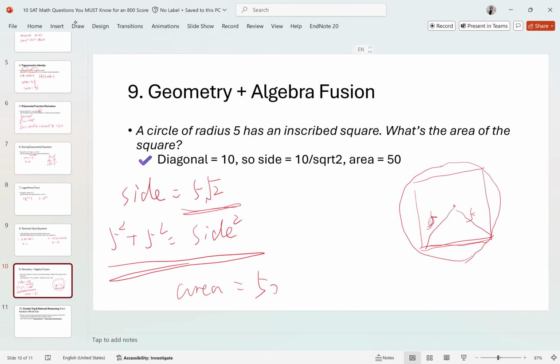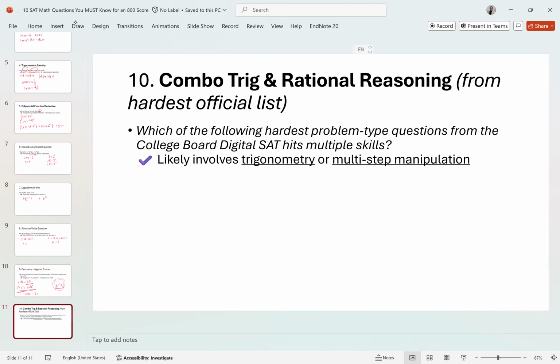And the most difficult questions in SAT Math involve multiple-step manipulation of the equations, and they involve other issues like trigonometry, right? We would discuss such topics in my future videos.